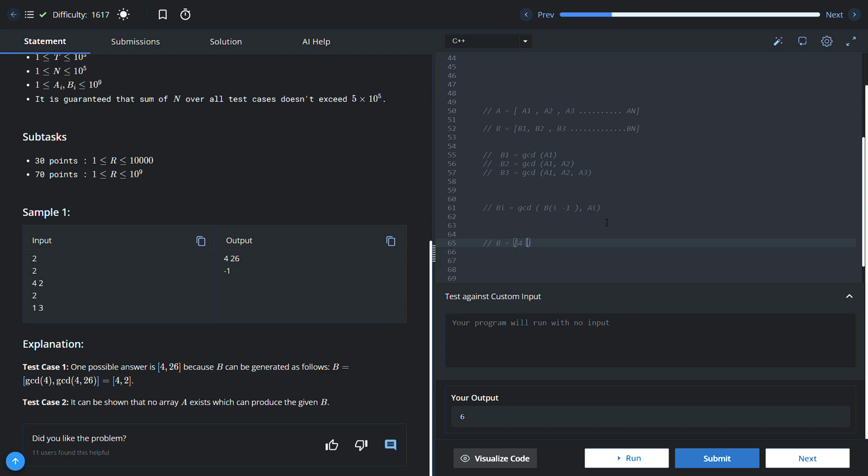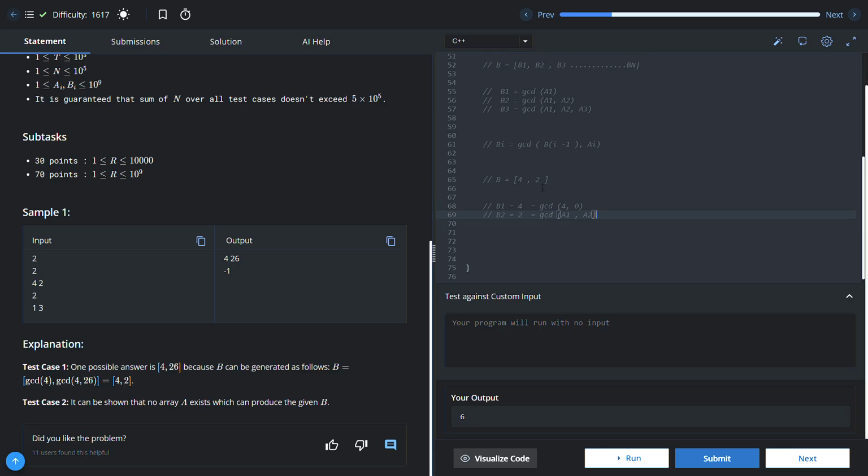4 and 2, right? Now, what does this B1 mean? B1 means GCD of 4, comma 0, if we don't have any number. Now, what does this B2 mean? B2 means 2, and which means GCD of A1, comma A2, right?